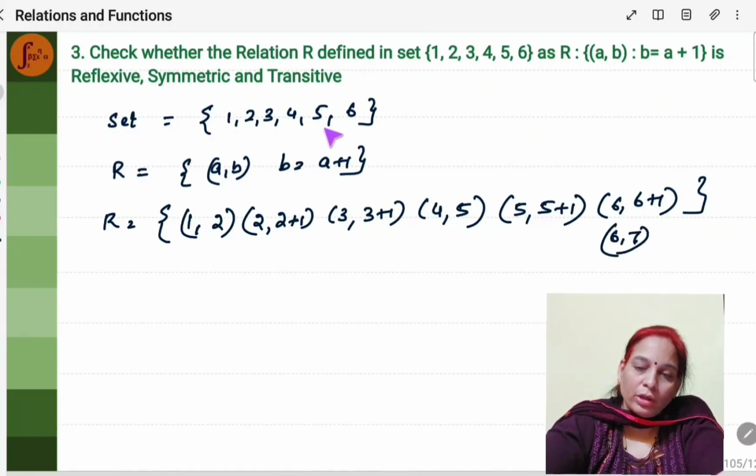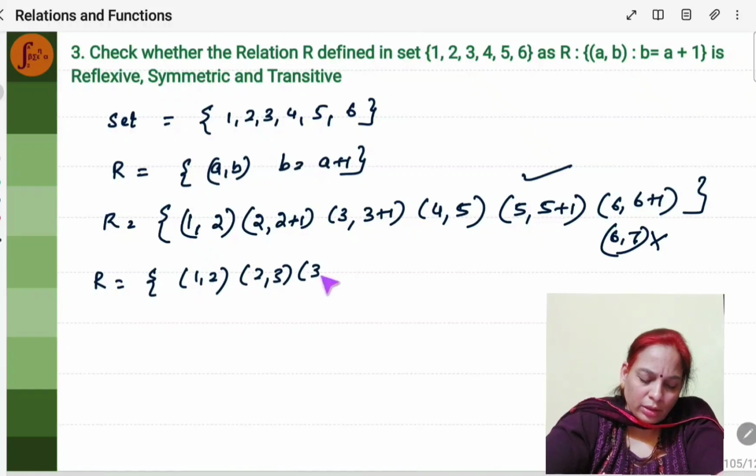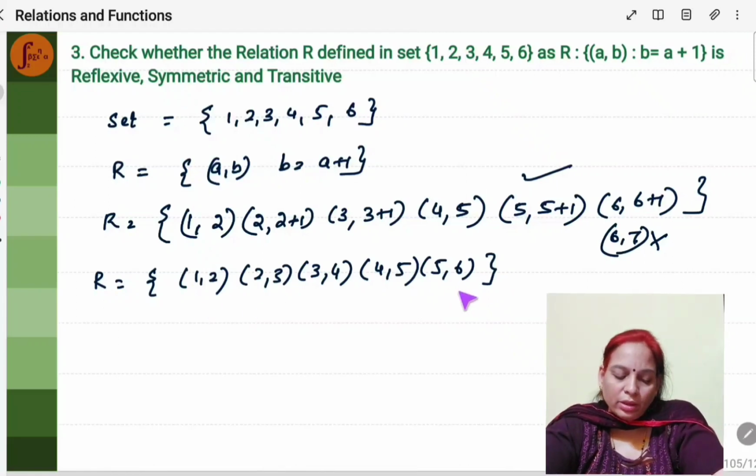Is 7 belonging to the set? No. So we'll have to stop it here. So R is going to be 1 comma 2, 2 comma 3, 3 comma 4, 4 comma 5 and 5 comma 6. So this is going to be the relation.